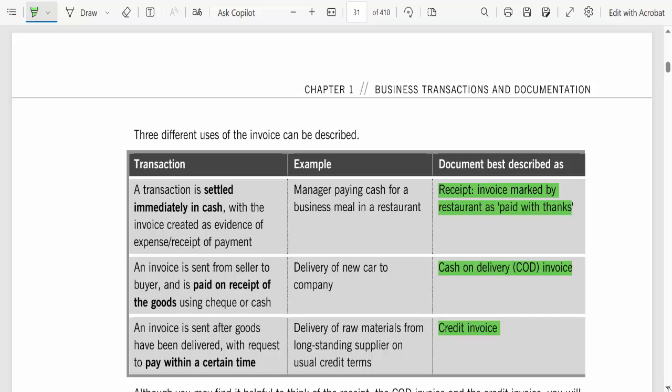Understanding invoices as receipts or credit documents. It's helpful to understand that while invoice often refers to a credit transaction where payment is due later, the term can also apply to immediate cash transactions. Therefore, invoices are not exclusively associated with credit. They may need to be settled right away, cash transactions, or after a period, credit transactions.